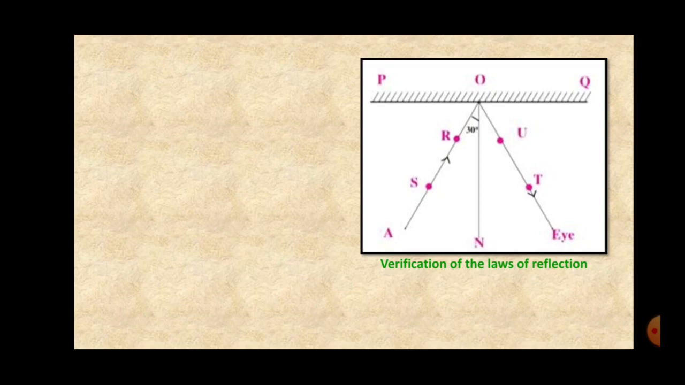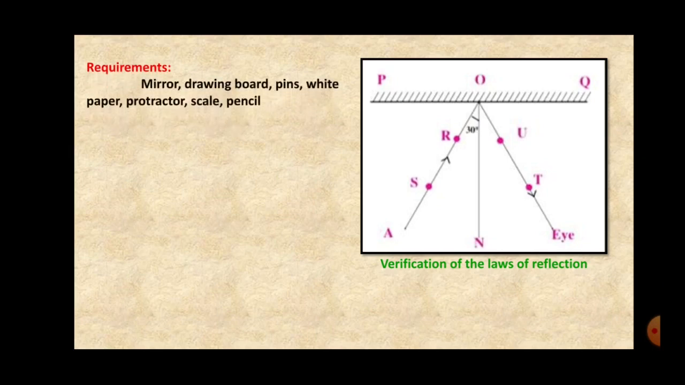So this verifies that the angle of incidence and angle of reflection are always equal to each other, and they are on the opposite side of the normal, and the incident ray, the reflected ray and the normal are at the point of incidence and they are on the same plane. So this is proved by this experiment.